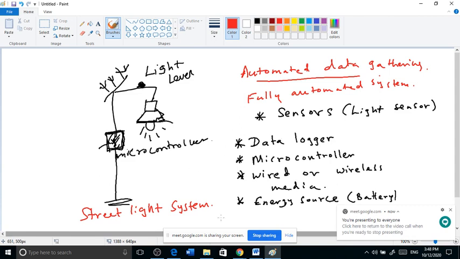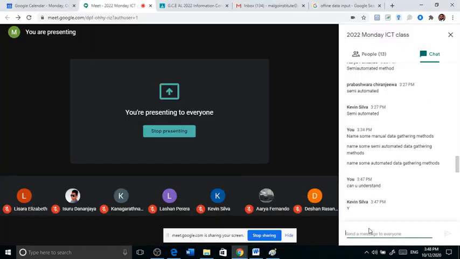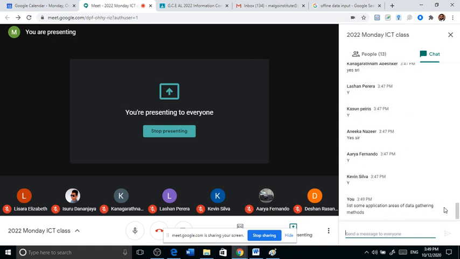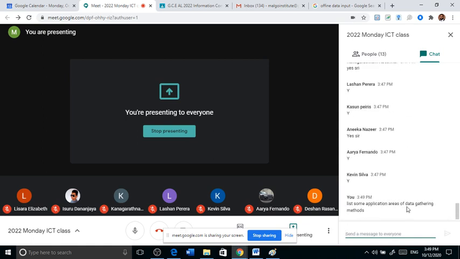Right, write down this question. List some application areas of data gathering methods. Manual method.